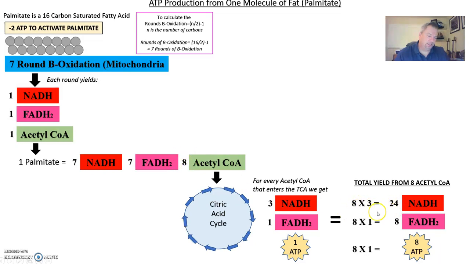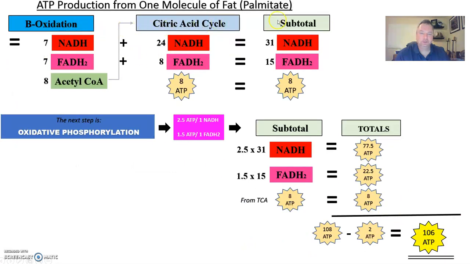And we do so here on the right-hand side. So the total yield from 8 acetyl-CoA, we have 24 NADH, we have 8 FADH2, and we have our 8 ATP. Our calculations then occur as we add those that were created from the beta oxidation to those created from the citric acid cycle. So 7 plus our 24 gives us 31 NADH total. The 7 FADH2 plus 8 FADH2 gives us 15 total. And in the citric acid cycle, we had 8 ATP created, and we carry those over.